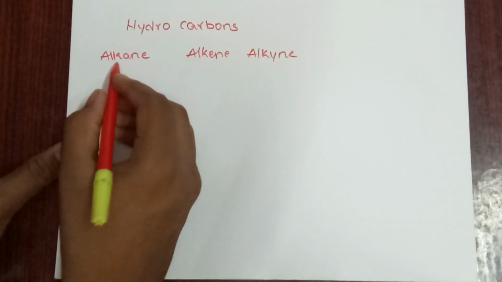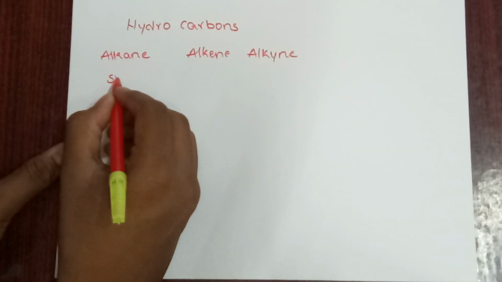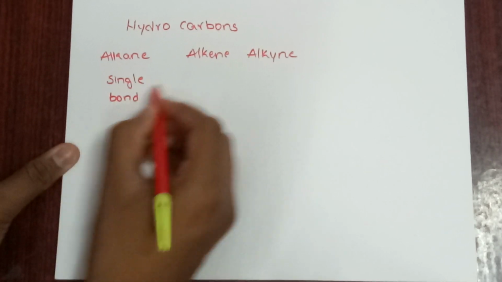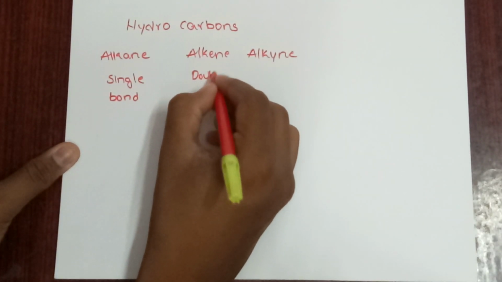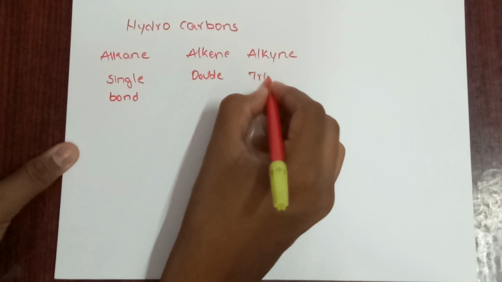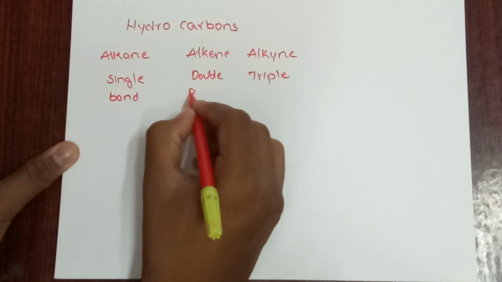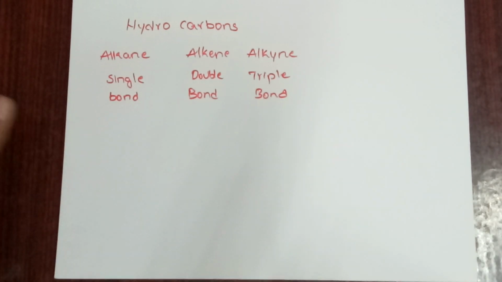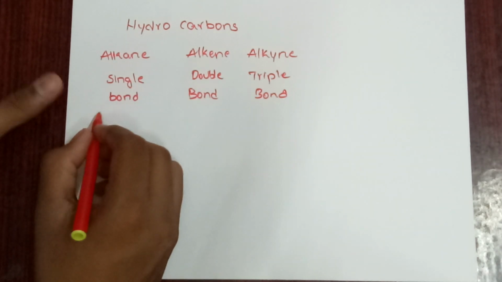And in alkanes you can find only single bonds, in alkenes double bonds and here triple bonds. Simply, the carbon compounds which have single bonds are known as alkanes, double bonds are called alkenes and triple bonds are called alkynes.